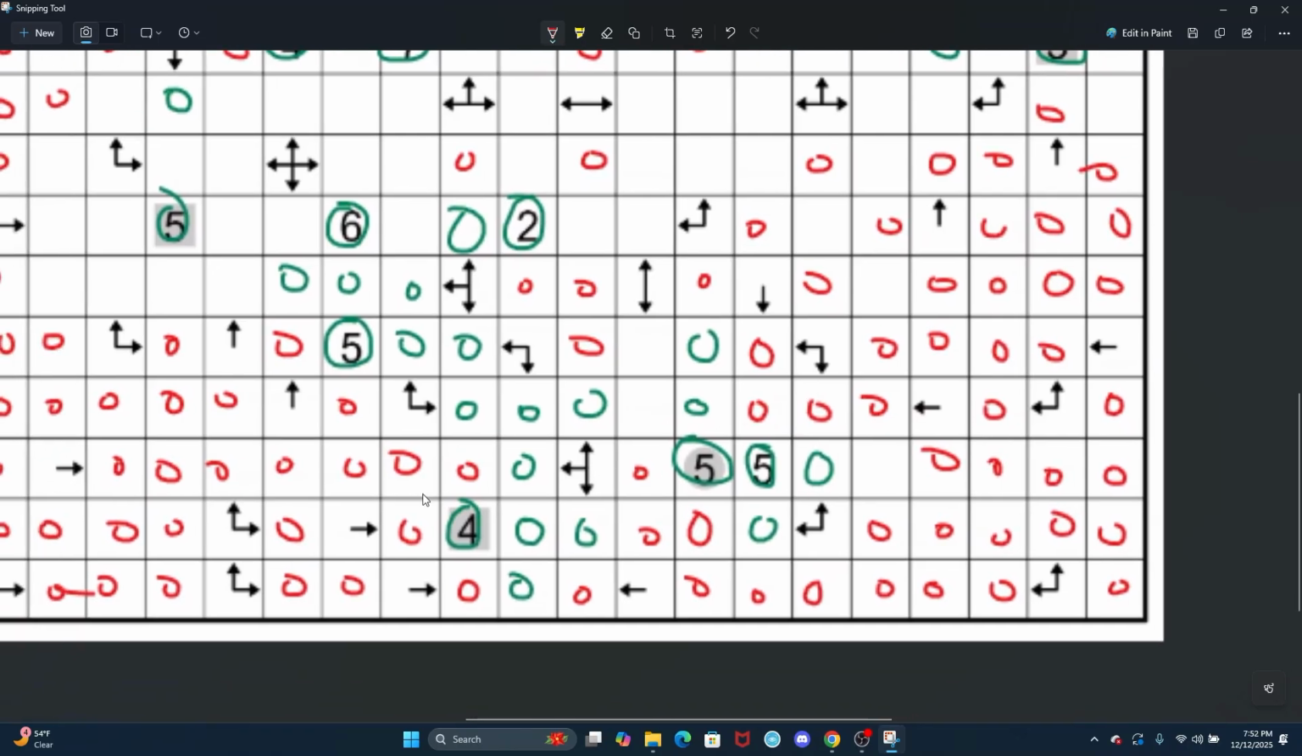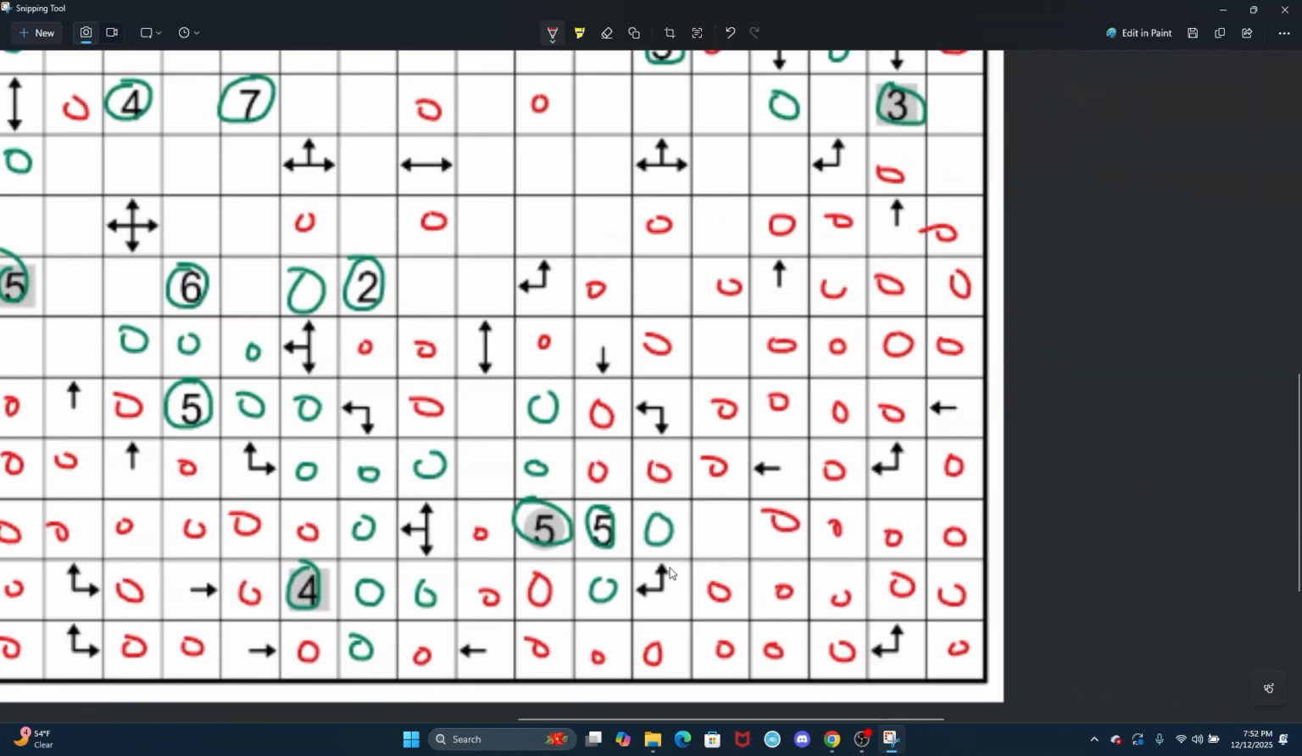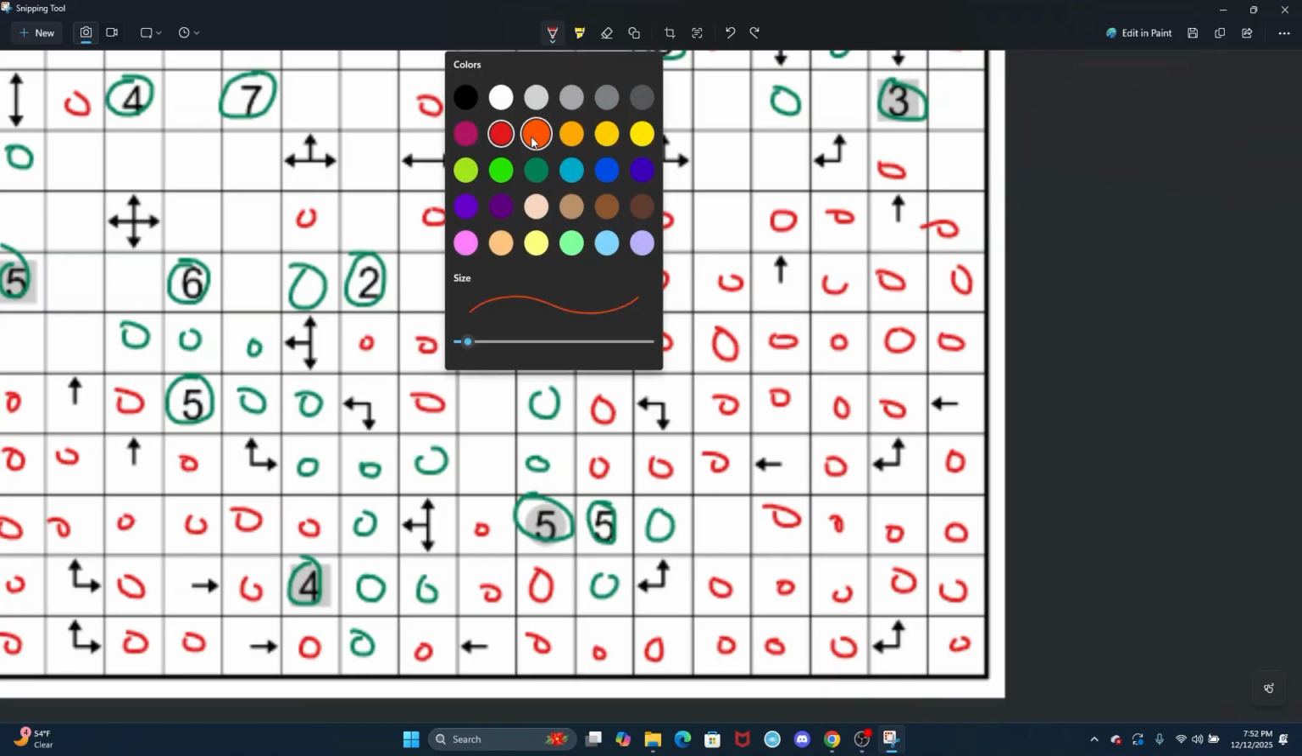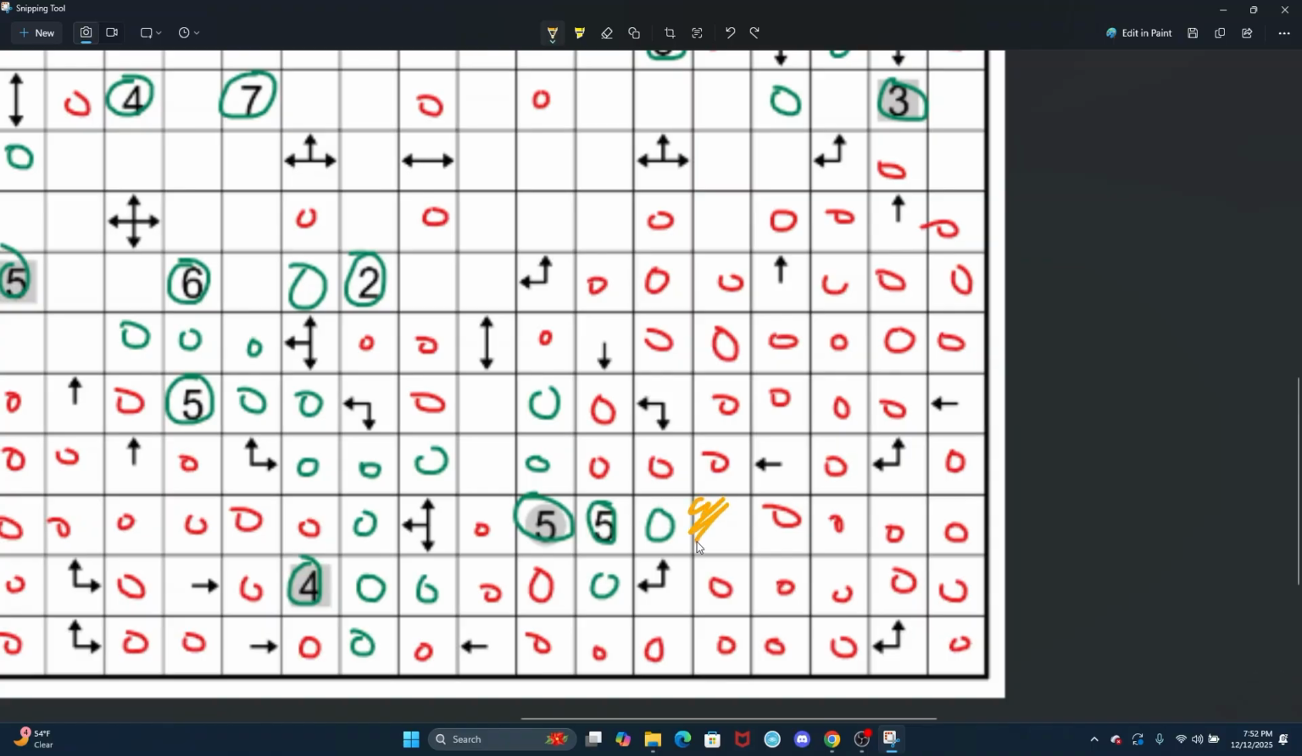Now what else? I guess we want to try to finish off this section really quick, right? And so we can look at the unmarked tiles. We see that this unmarked tile is completely surrounded, so it's red. This unmarked tile is completely surrounded, so it's red. This tile here, I don't think we can deduce that yet, so let's just leave it unmarked. Let's mark it as, I guess, yellowish orange for now.